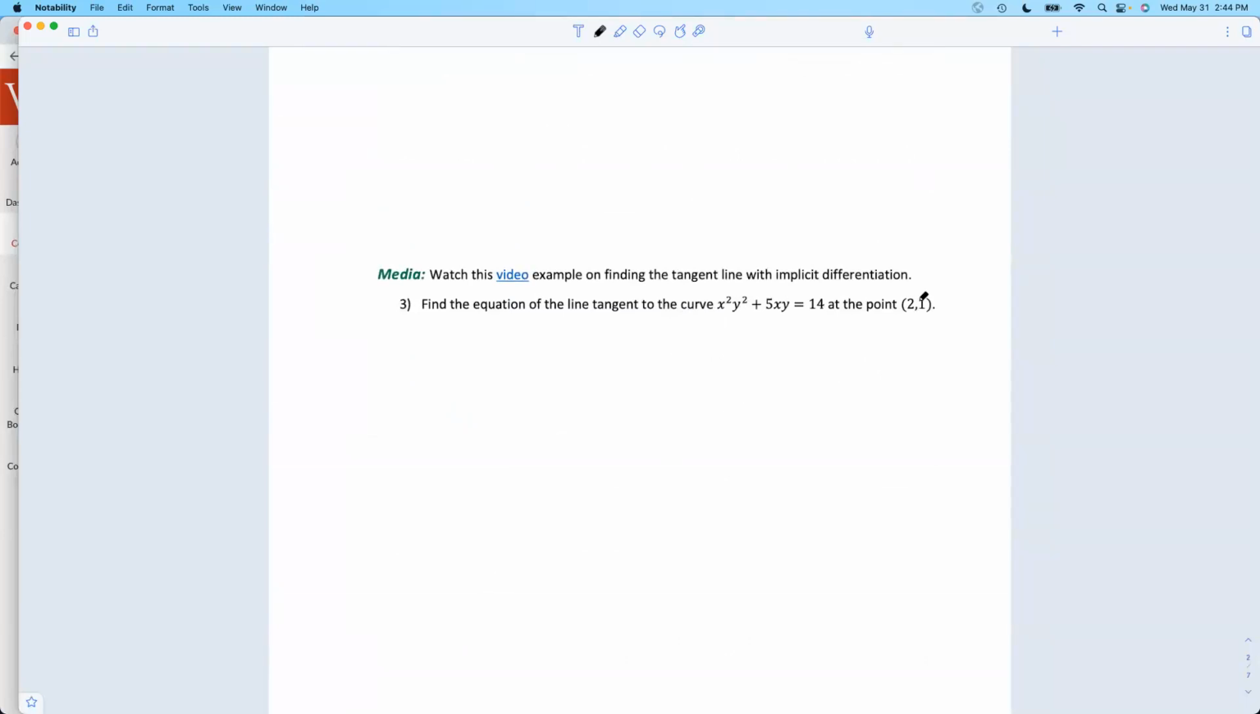So I've got this curve here. I want to find the equation of a tangent line at some point. I don't even know what this curve looks like, but it's some kind of hyperbolic curve, it looks like to me.